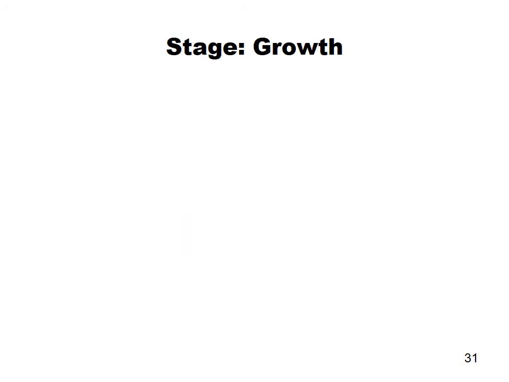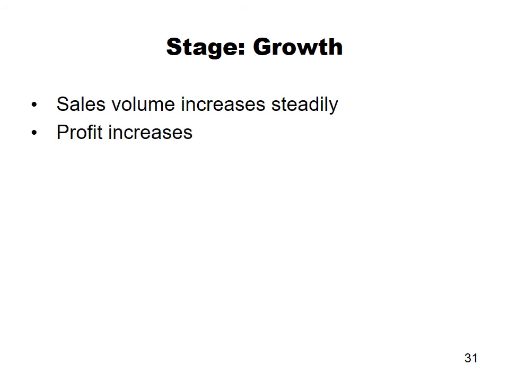At the stage of growth, sales volume increases steadily, the profit increases, and it attracts significant competition. So as more and more banks see Bank A is making good money, Bank B, C, D will come in too.